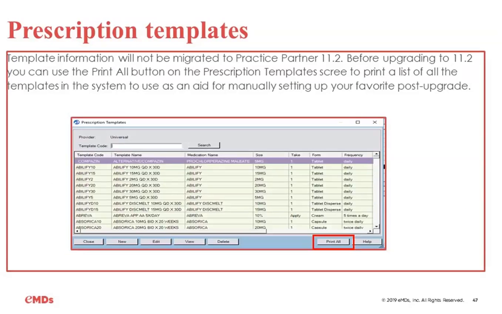So if you need to go in and look at this, you can print what you have in 11.0 and review what's in there. They're not going to move into Enterprise, and once you get into that, if you have that list, it would allow you to work with your providers so they could set up their favorites to be able to utilize as a favorite inside of Enterprise. So if this is something you feel like you need to do, go ahead and do it in order to make it easier.